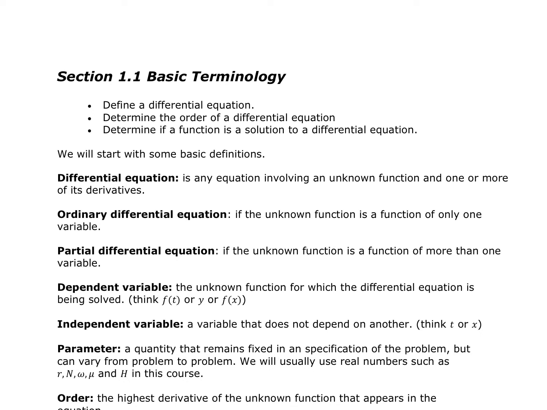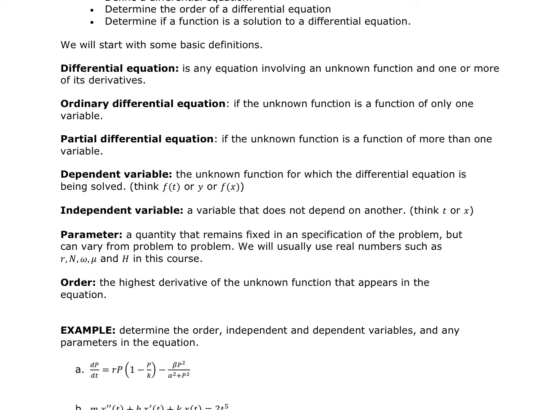The dependent variable is the unknown function in which the differential equation is being solved. We want to think of this as f of t or y or f of x. The independent one is usually our x, sometimes we call it a t. A parameter is a fixed value for the problem, like you might see mu or r or omega or h. And then the order of the derivative is the highest derivative that we see, like our first, second, third derivative. The order would be the first derivative or the second derivative.